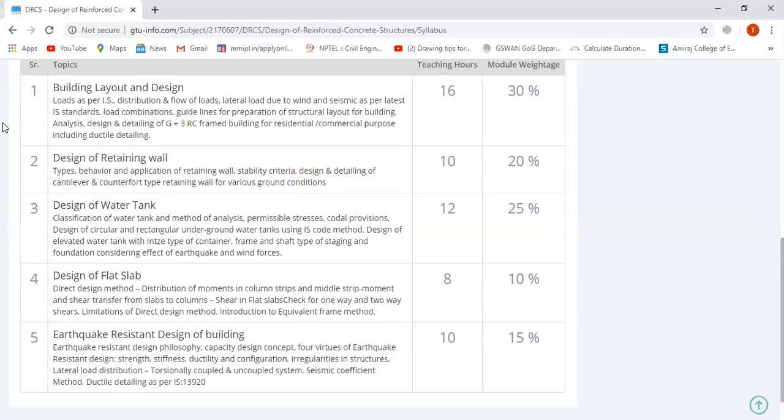Now we are going to look at load, distribution of load, flow of load, and lateral loads due to wind and seismic load. Types of load include dead load, live load, wind load, seismic load, isolated load, snow load, flood load, etc., but as per Indian Standard. Load combinations.